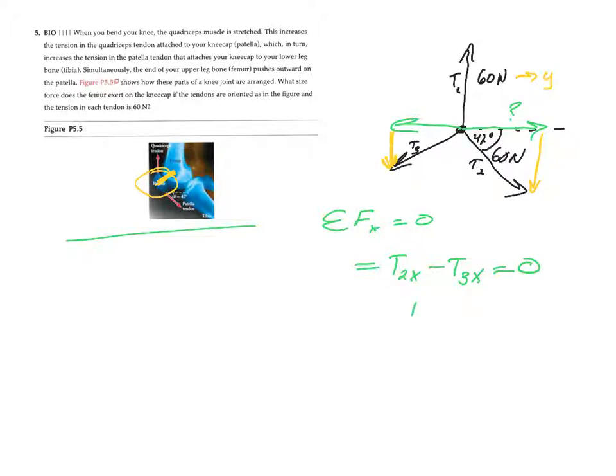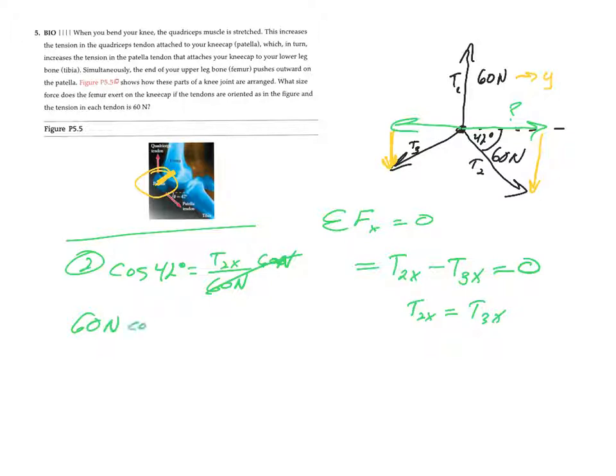Because when I rearrange this, it's going to be T2X equals T3X. So if I can figure out what this is, I'm home free. I'm going to come over here, step 2. I'm just going to do this one. I know that it's adjacent, so the cosine of 42 degrees equals adjacent, which is T2X, divided by hypotenuse, which is 60 newtons. So 60 newtons times the cosine of 42 equals T2X.